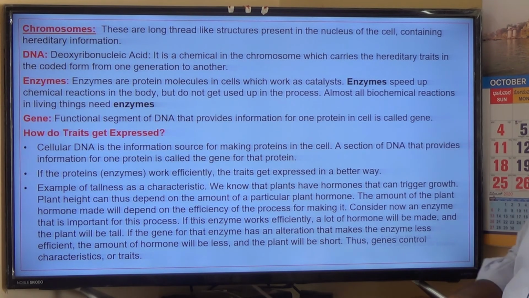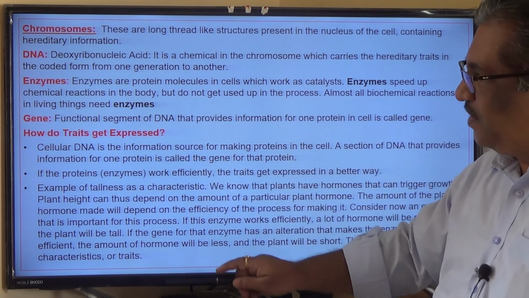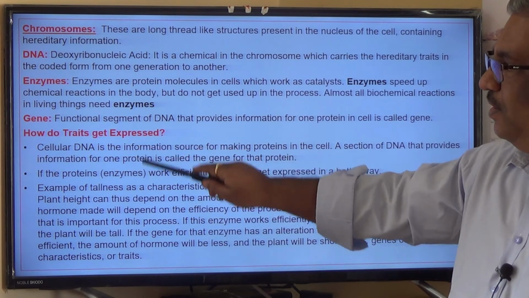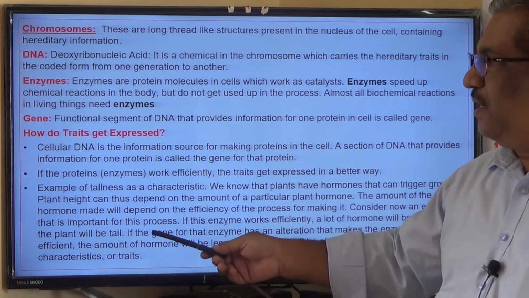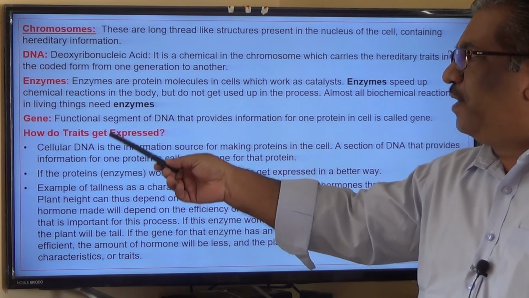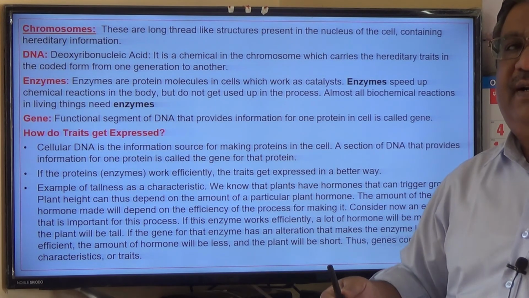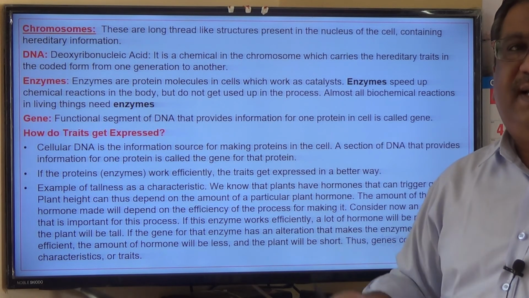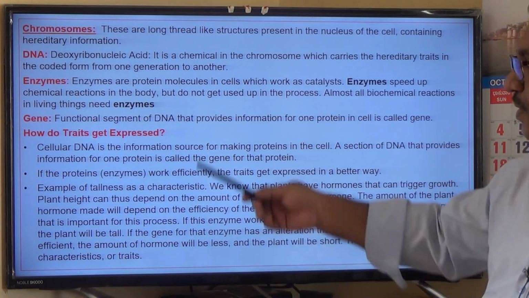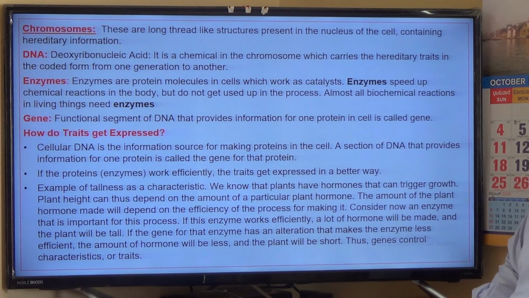Now, how do traits get expressed? This paragraph is very important. A question can arise: explain how traits get expressed. In the F1 progeny, the dominant traits get expressed. How is that? That is a question. So let us read this one and try to understand.